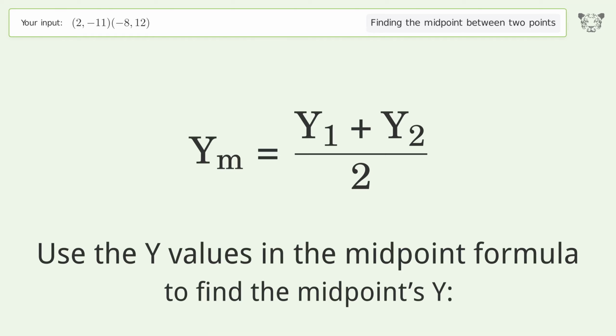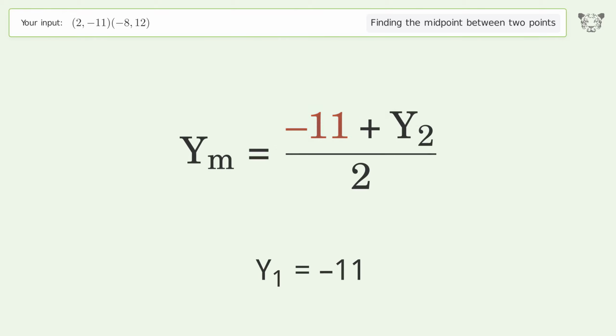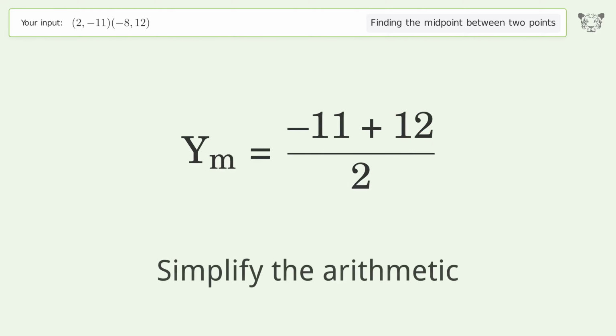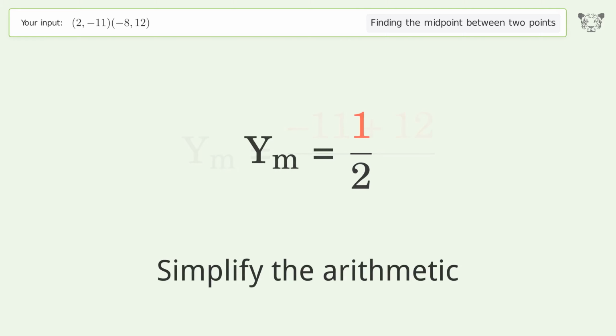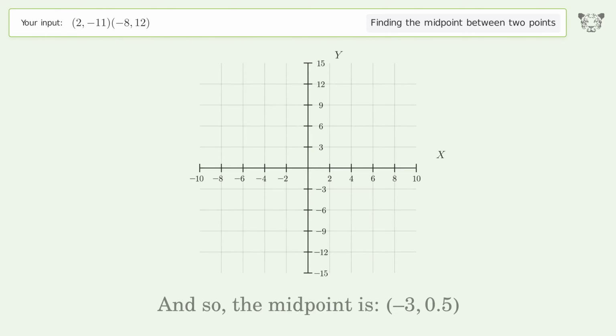Use the y values in the midpoint formula to find the midpoints y. y1 equals -11. y2 equals 12. Simplify the arithmetic. And so, the midpoint is -3, 0.5.